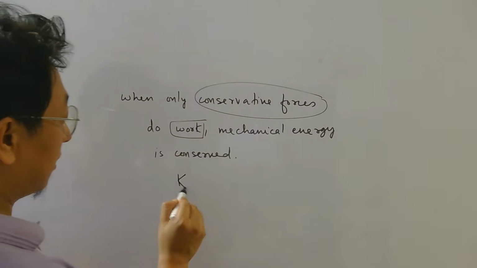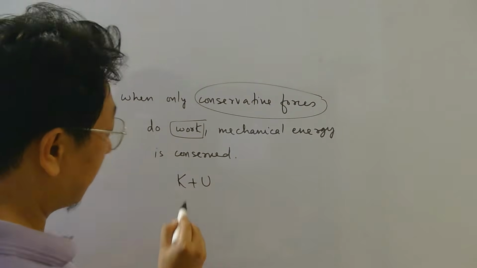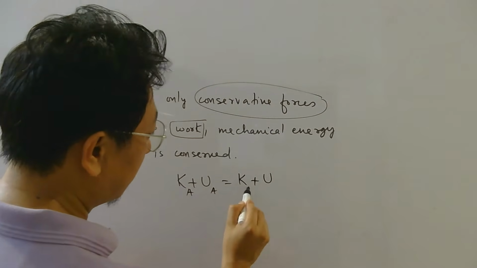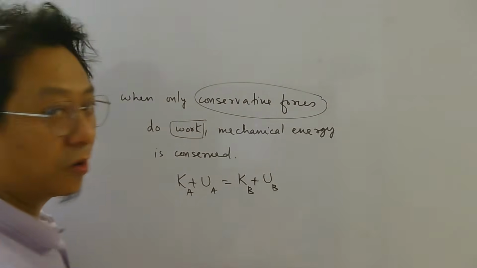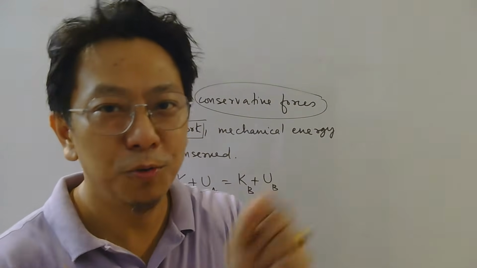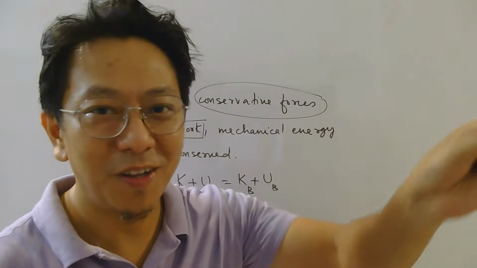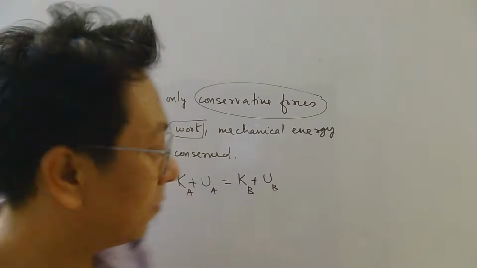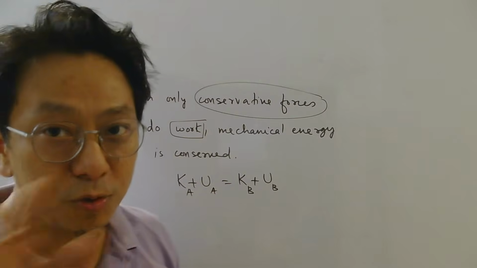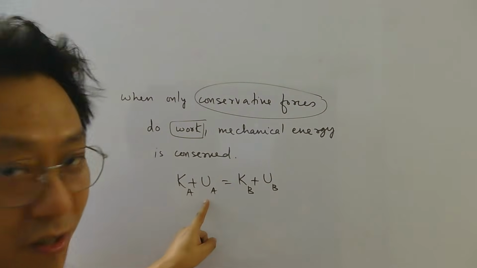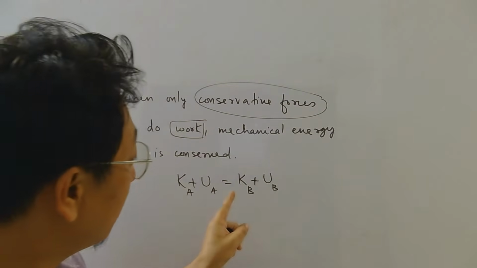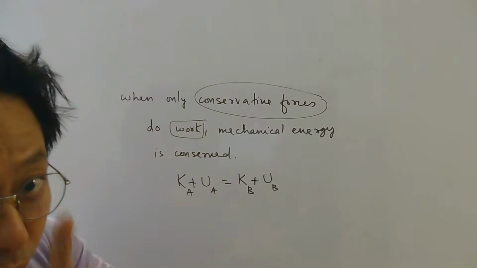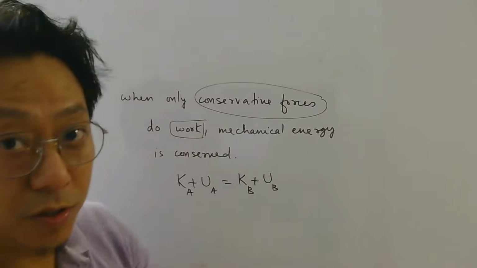That means kinetic energy plus potential energy at some initial point should be equal to kinetic energy plus potential energy at some final point. So you can choose any two points of the path of the body. As the body moves, you can choose two positions, initial and final, and you can apply this relation between those two positions. Kinetic and potential energy at the initial position should be equal to kinetic energy plus potential energy at the final position, provided only conservative forces do work.